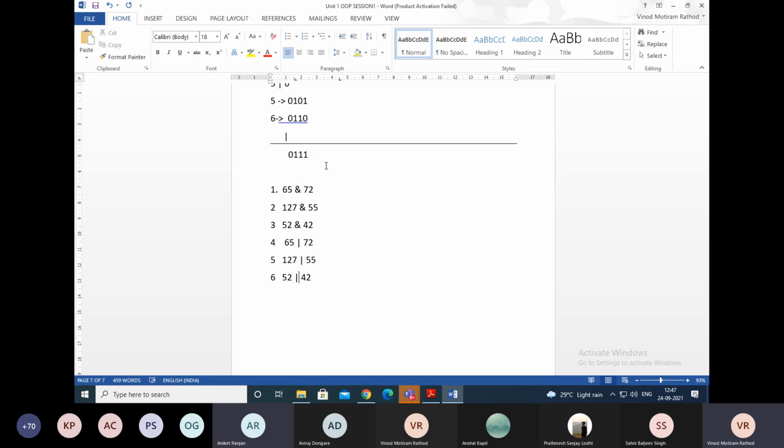No, see, subtraction and addition are something different. Those can be performed on binary numbers, but those are different operations. Bitwise operators are something different, like bitwise AND and bitwise OR. Such types of operations are there. You can perform addition and subtraction, but those are not included in the bitwise operators. Is it clear? Yes, sir. Okay.